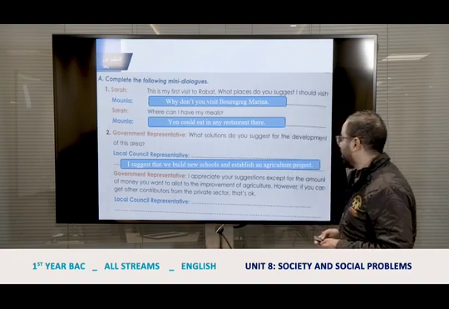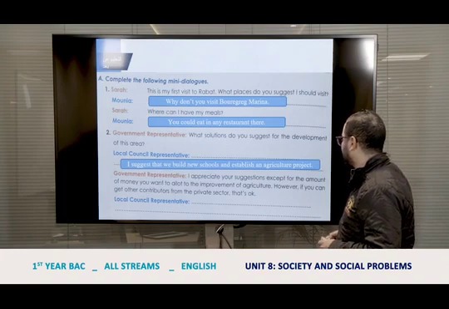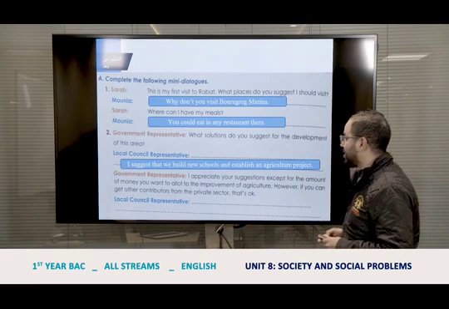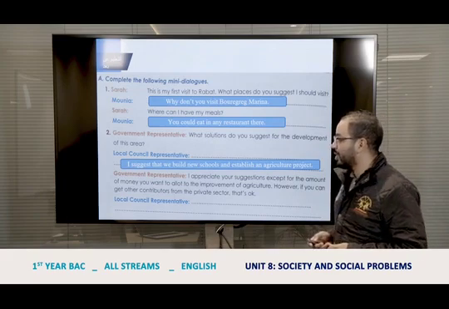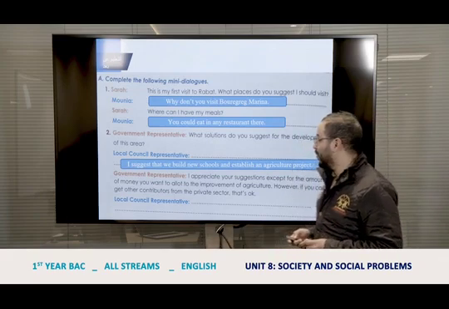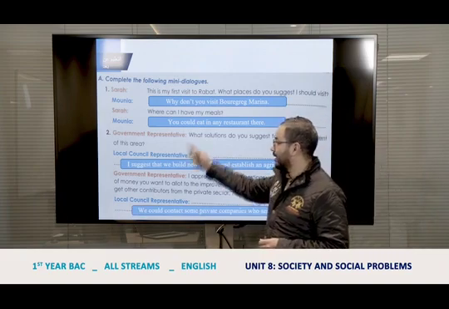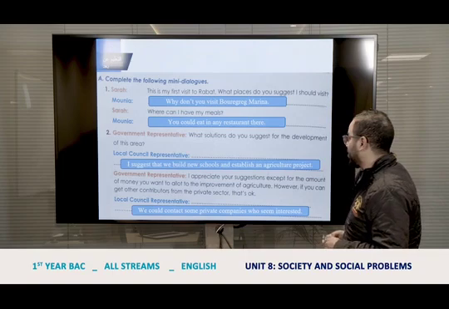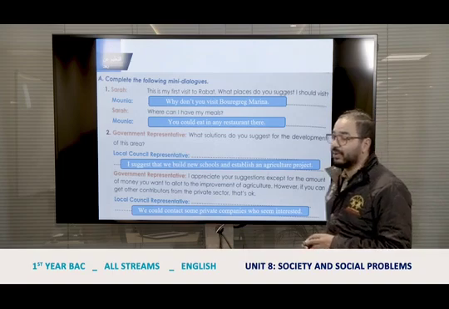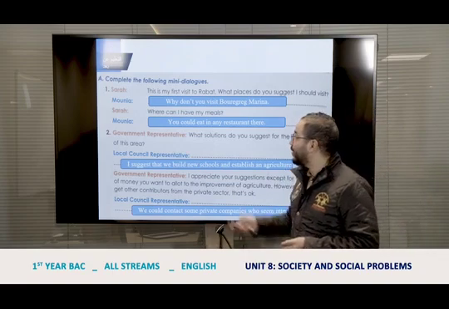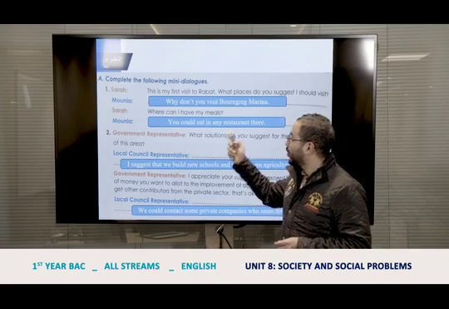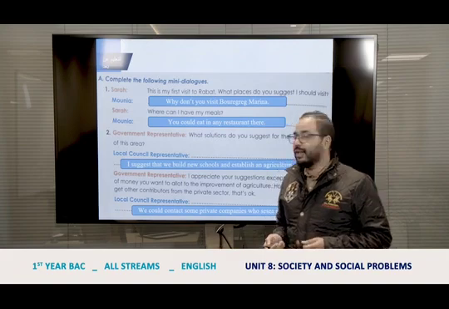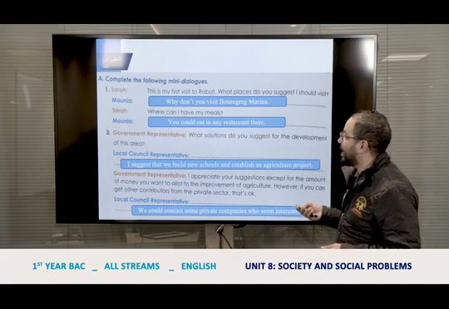The government representative: I appreciate your suggestions except for the amount of money you want to allot for the improvement of agriculture. However, if you can get other contributors from the private sector, that's okay. So the local council representative: we could plus verb, we could contact some private companies who seem interested. Okay, so to make suggestions, we can use why don't you, you could, I suggest that, why not, plus ing.